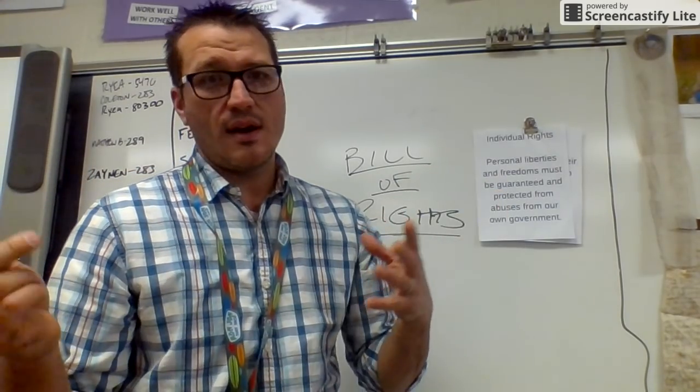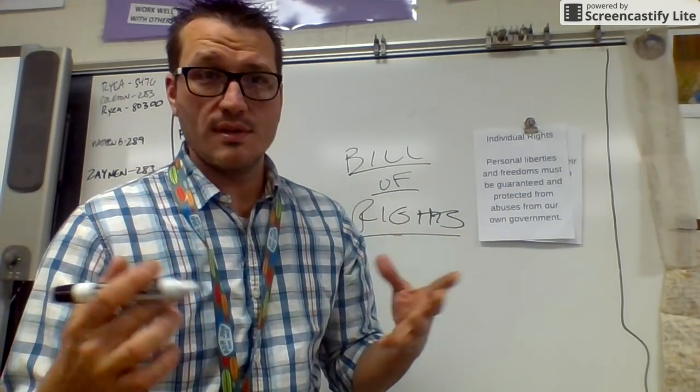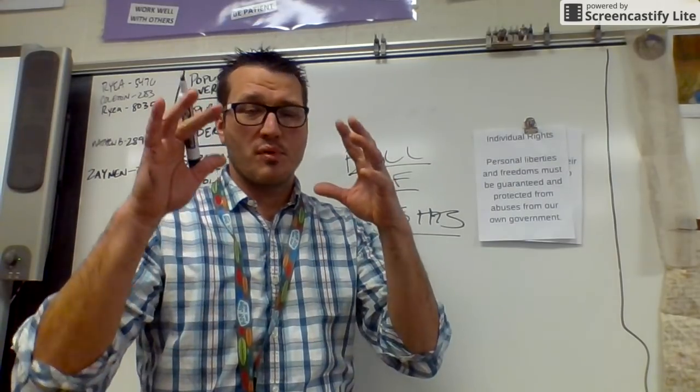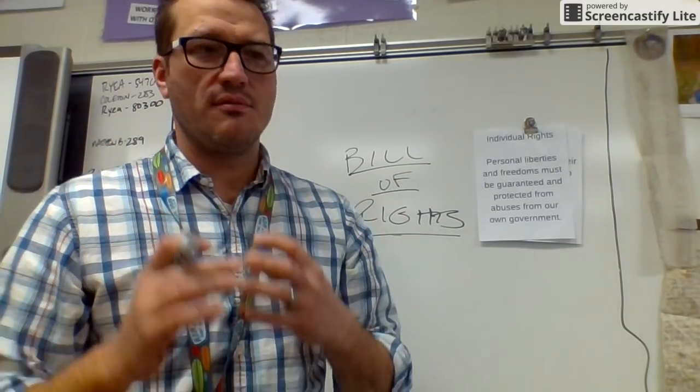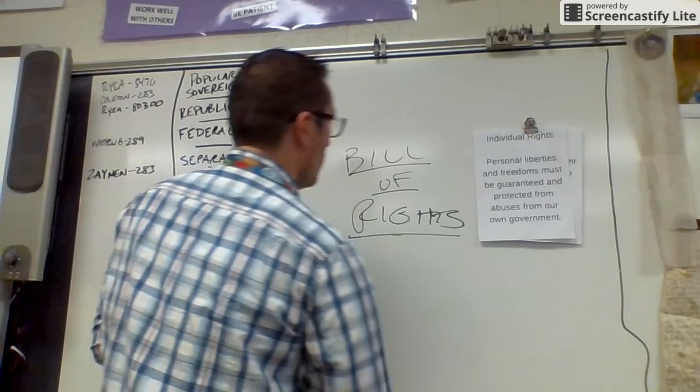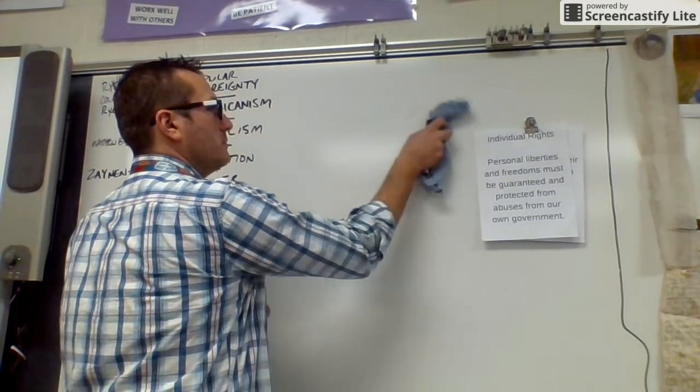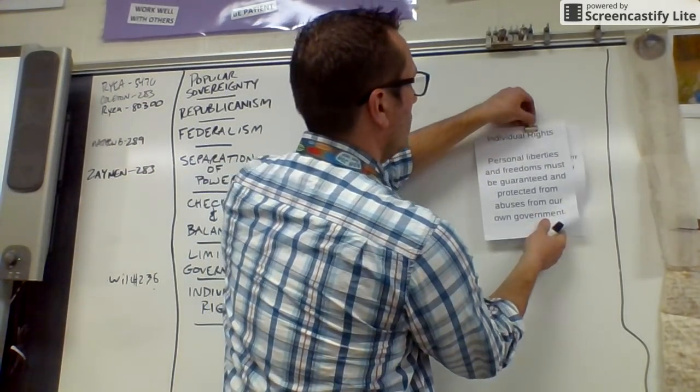Cops can't just come into your house for whatever reason. They got to have a good reason and a warrant, things like that. So we are protected. We have certain liberties and freedoms that are protected. Okay, and you see that with the Bill of Rights. So we have these individual rights.